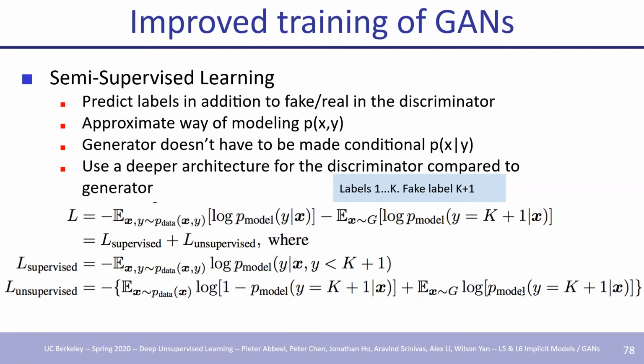And if we look at it, this looks just like the GAN formulation, and this looks just like the classification. So you can just put these two together into one by saying labels 1 to K and label K plus 1 for fake. So you can do both at the same time. And doing this improves the GANs.